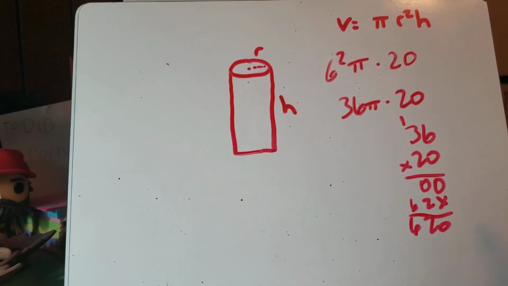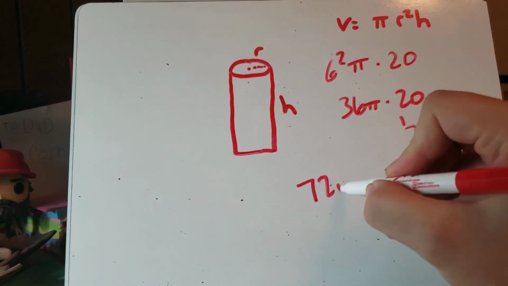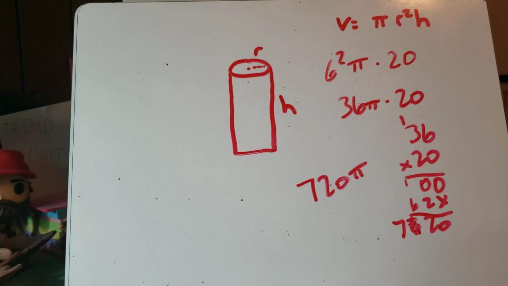All right, 620. Perfect. No, that's not right. Oh, I made a mistake. Boop, 720. There we go. Okay, so that was 720 pi.